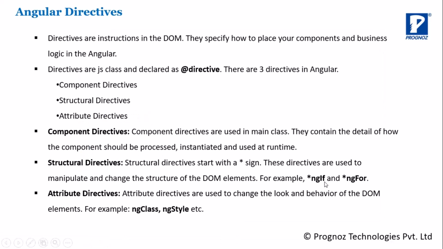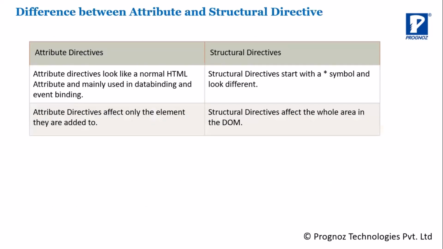Like example ng if, ng for, which comes under the structural directive. And attribute directive, you already know the style attribute in the HTML. Class selector you know it, so that comes under the attribute directive in Angular. That is represented with ng class and ng style. How to represent the attribute directive? By using ng class and ng style we can represent the attribute directive.